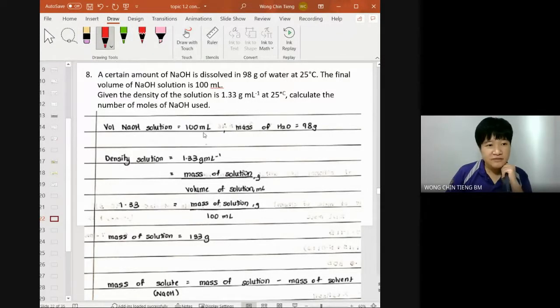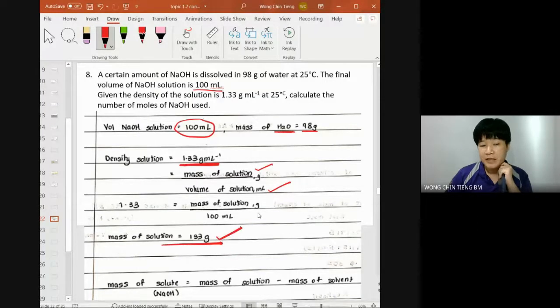Volume of solution given, 100 ml. Memang diberi. Okay? Mass of solvent, 98 gram, diberi. Density of solution, 1.33 gram per milliliter. Your friend, write the formula, mass of solution in gram, volume of solution in milliliter. Masukkan volume of solution yang diberi, you get the mass of solution.